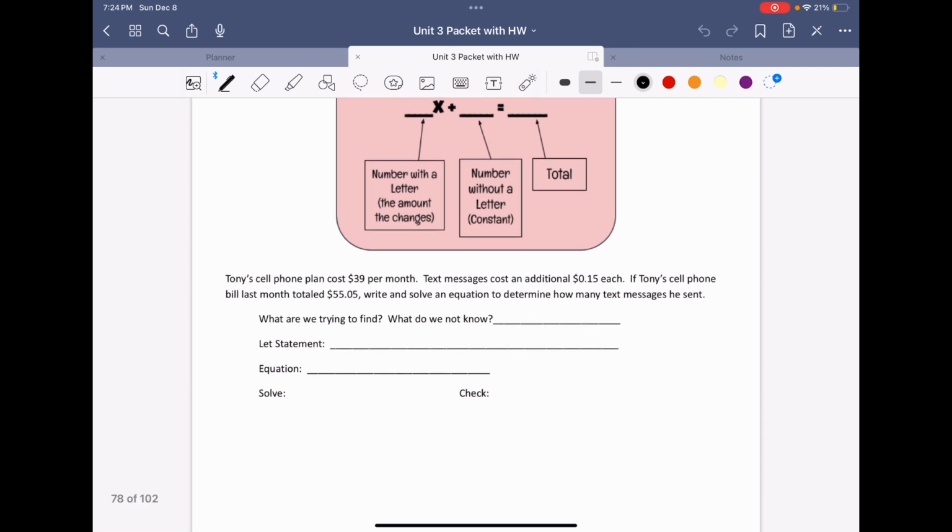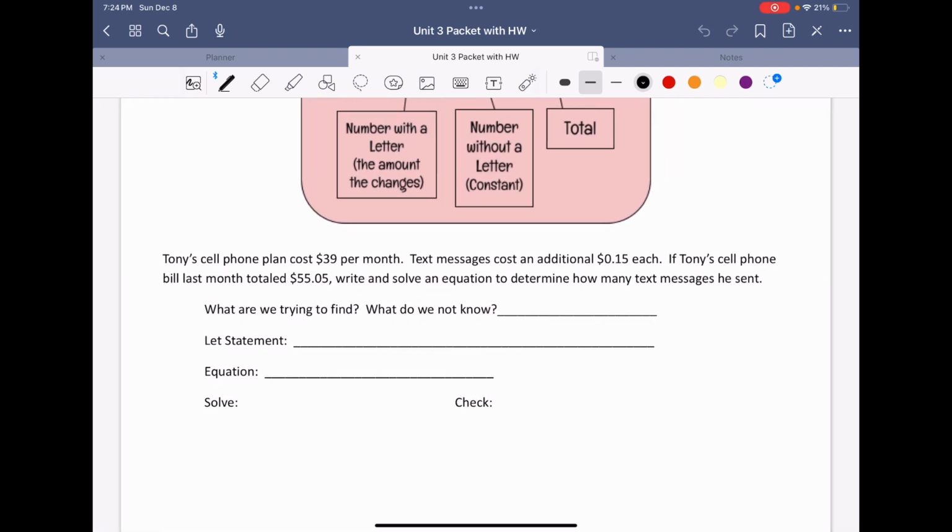So Tony's cell phone plan costs $39 per month. Text messages cost an additional 15 cents each. If Tony's cell phone bill last month totaled $55.05, write and solve an equation to determine how many text messages he sent.